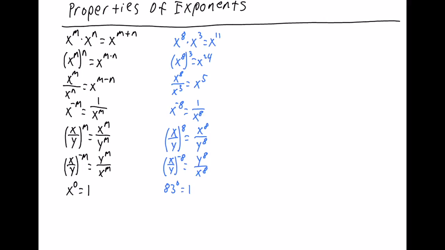Alright, and the final property is anything to the 0 power is always 1. Except 0 itself, but we won't be dealing with that at all. So even 83 to the 0 power is 1. Anything to the 0 power will be 1.